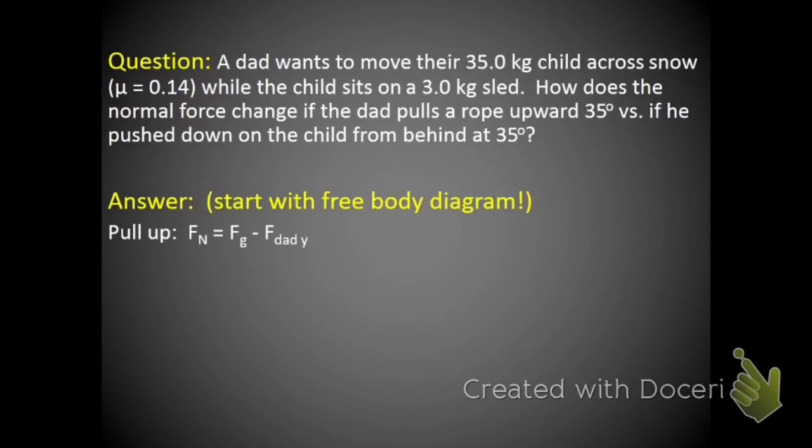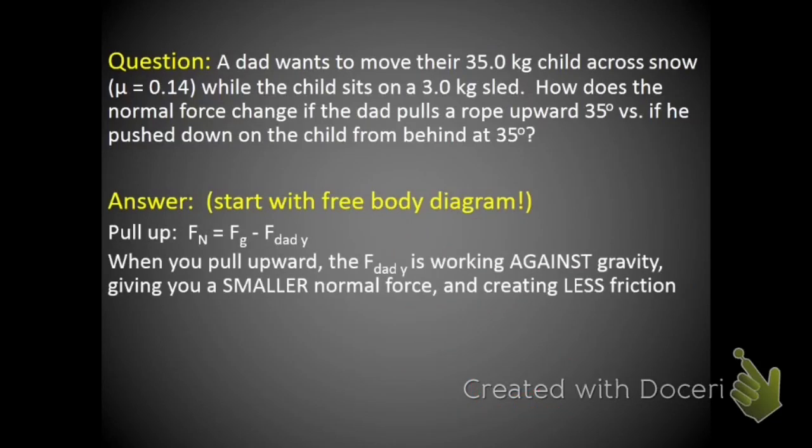When you're pulling up, the y component of the applied force is working against gravity. So you need to subtract them to get the normal force. What that means is that when you pull upward on an object, you're actually creating a smaller normal force and creating less friction. We'll actually work through some sample problems with actual numbers for this.